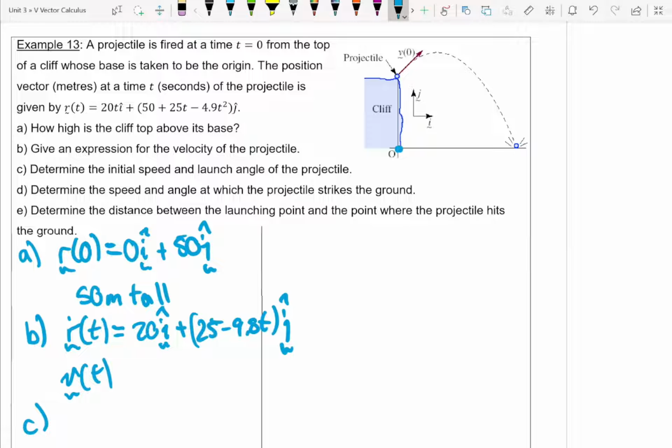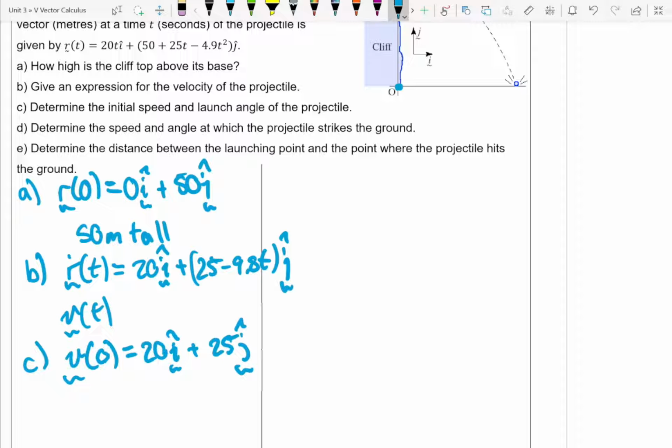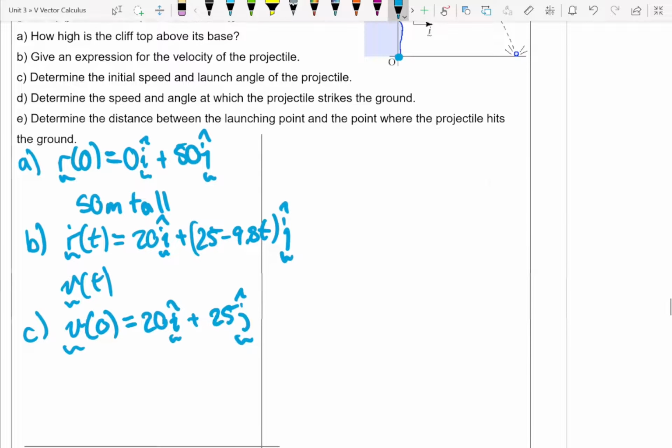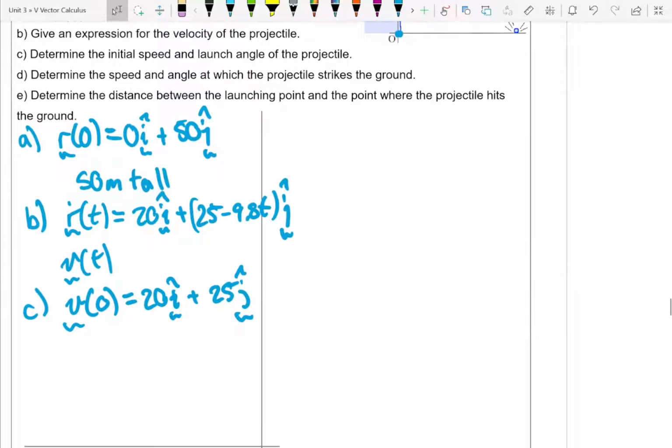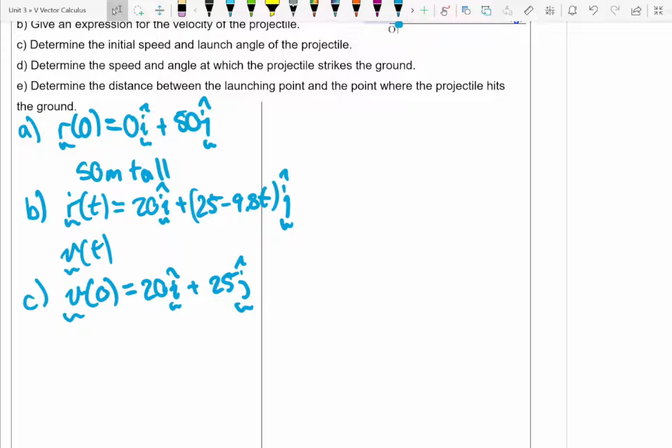Part C, determine the initial speed and launch angle of the projectile. So for the initial speed, we're just letting v of 0 essentially be what we're trying to find. So v of 0 is equal to 20i plus 25j. Now, we're asked for the initial speed and launch angle. This is currently just giving us the Cartesian form, but we're asked for the polar form, essentially.